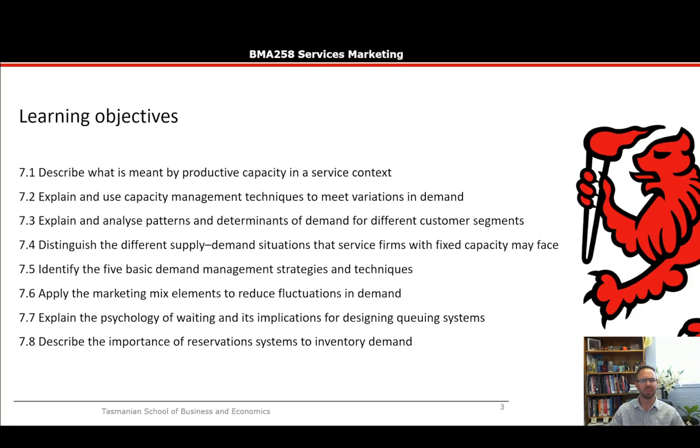Number four, distinguish the different supply and demand situations that a service firm with fixed capacity may face. Number five, identify the 5 basic demand management strategies and techniques. Number six, apply the marketing mix elements to reduce fluctuations in demand. Number seven, apply the psychology of waiting and its implications for designing queuing systems. Number eight, describe the importance of reservation systems to inventory demand.